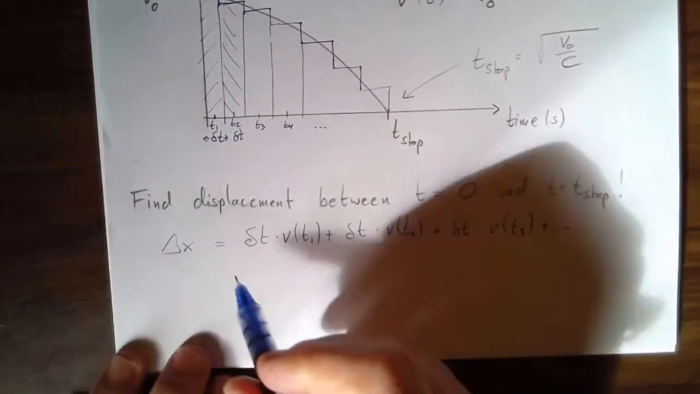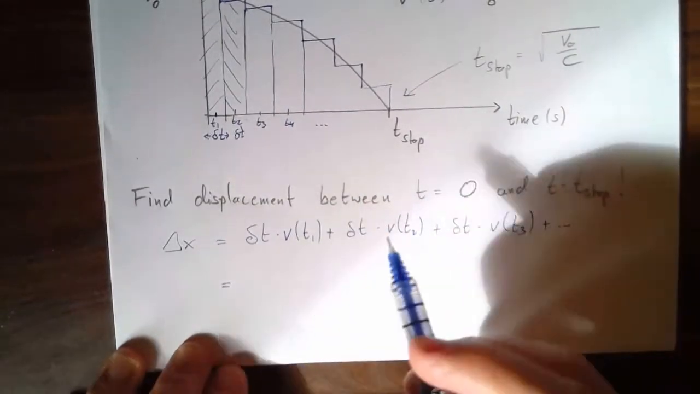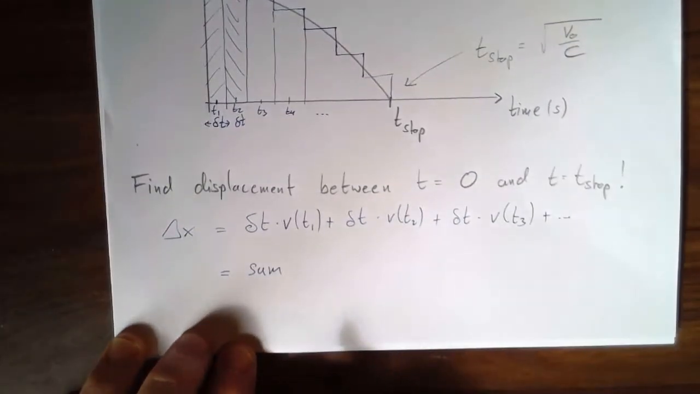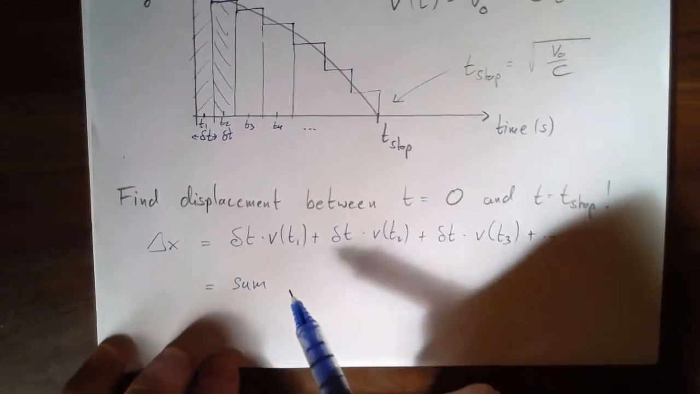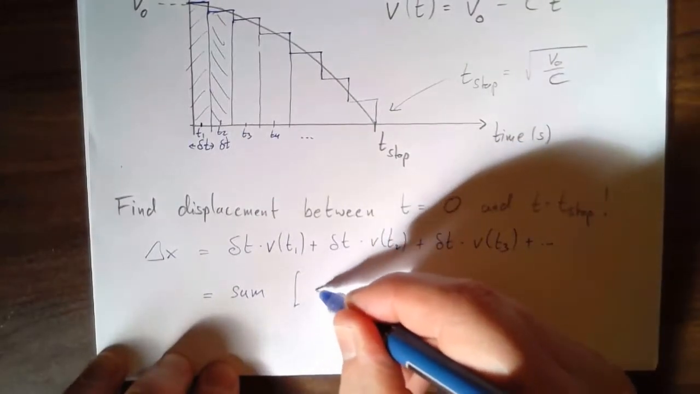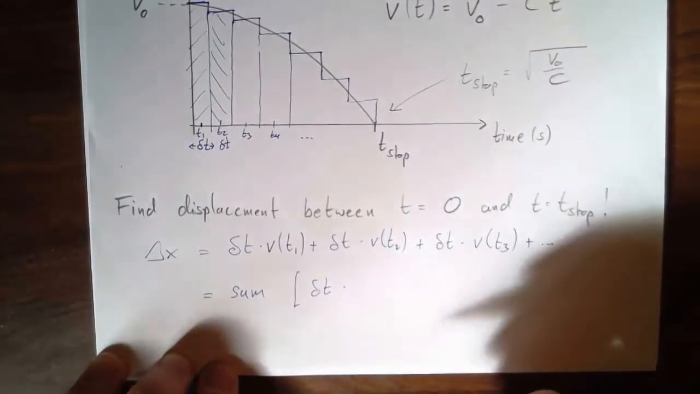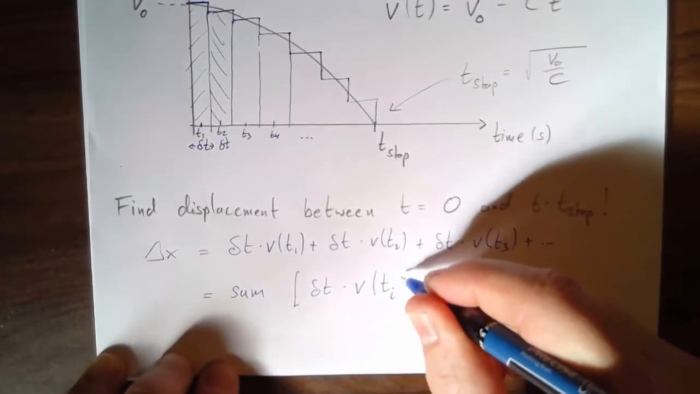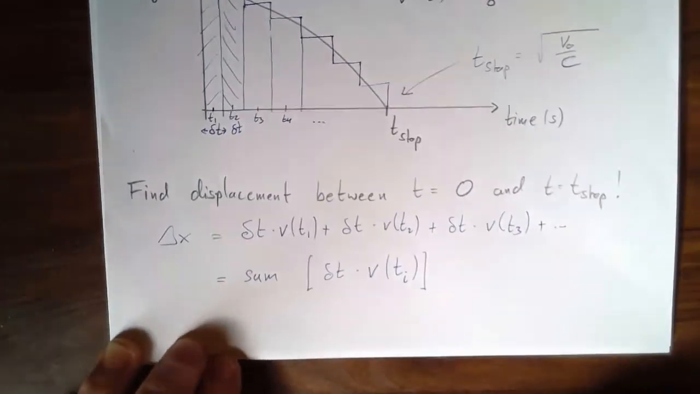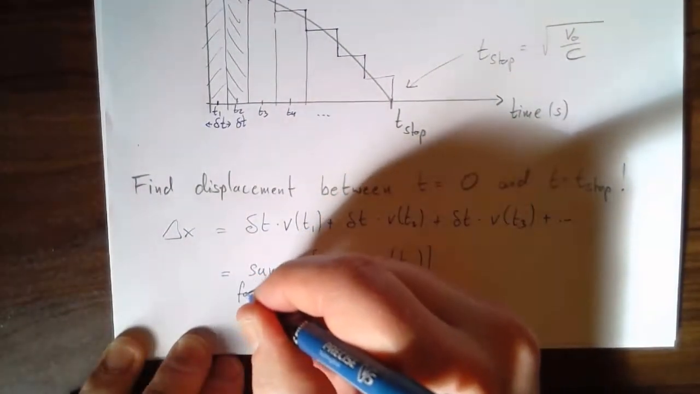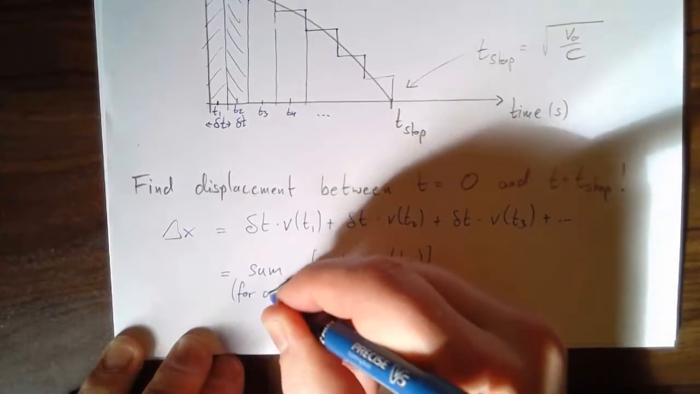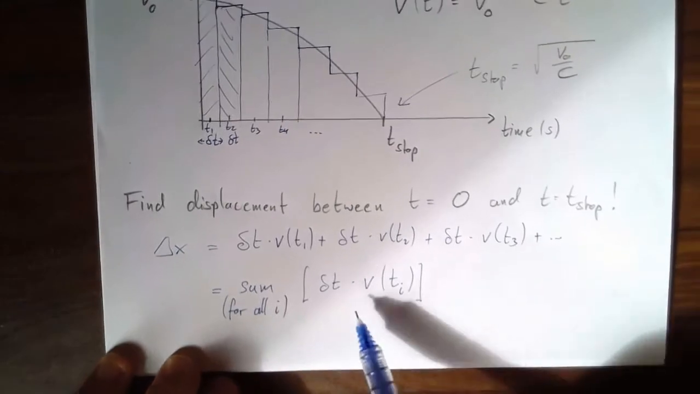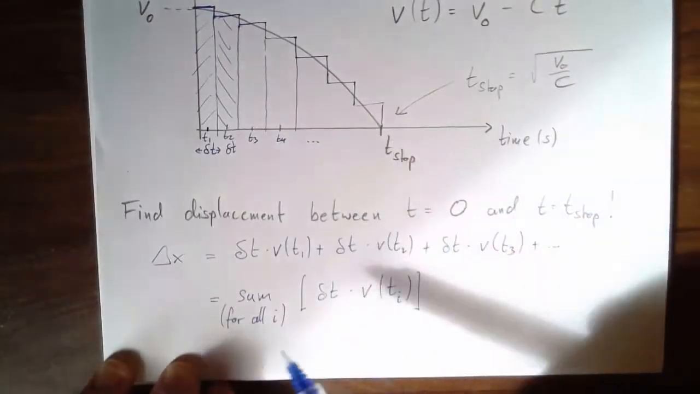So really, the way I might write this down is that I'm saying I want to take the sum of delta t times v, let's call it t subscript i as a kind of index, for all i. Alright, so I'm summing up all the values of i, up to t stop.